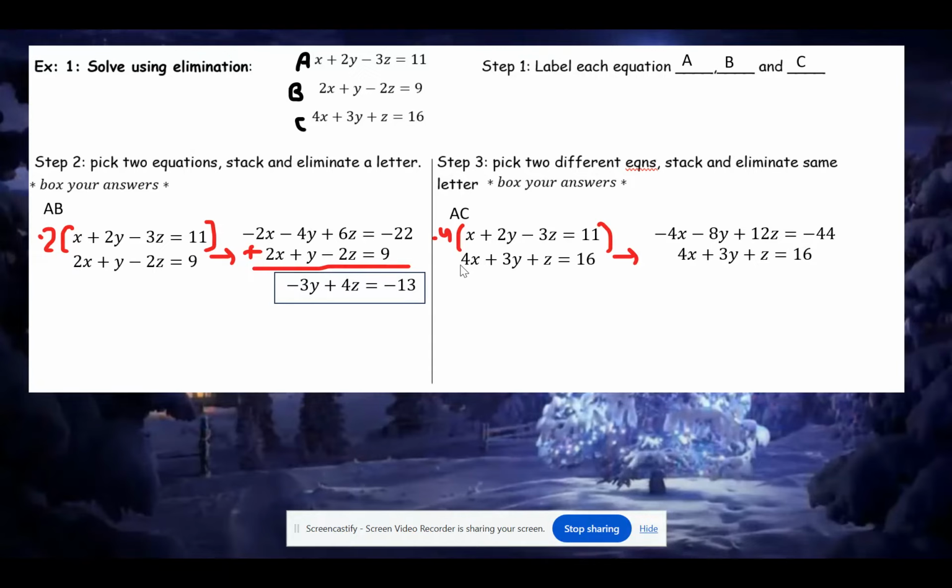Copy over my bottom equation, and then I'm going to add them together. And when I do that, that's my lovely answer. Notice how it only has 2 letters in it. That's exactly what we want. And you're going to draw a box around it. And then step 3 is done.